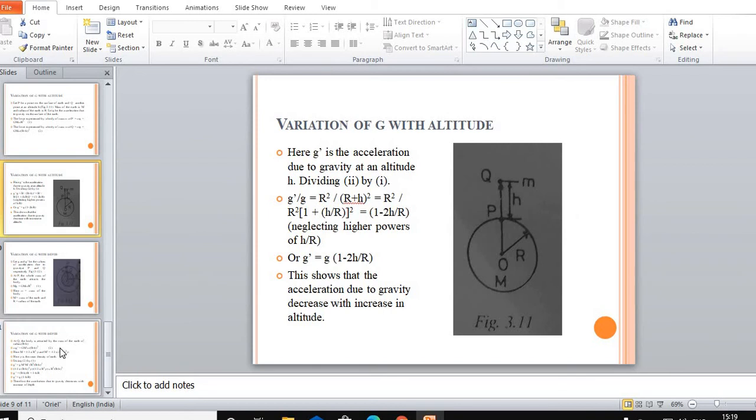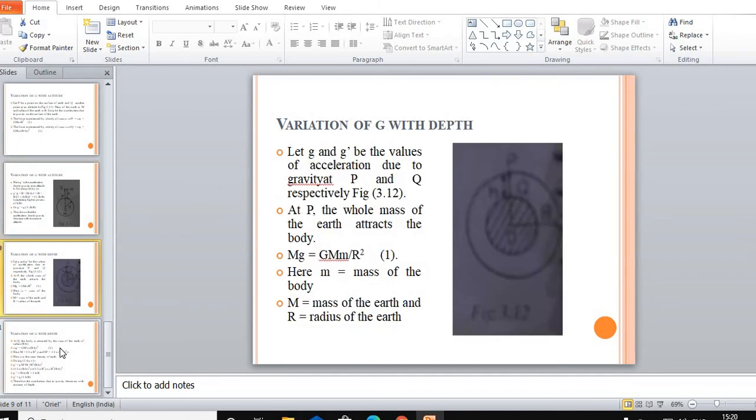Here g prime is the acceleration due to gravity at an altitude h. Dividing 2 by 1, we get g prime divided by g equal to R squared divided by (R plus h) the whole squared, that is equal to R squared divided by R squared into (1 plus h by R) the whole squared. So we get 1 minus 2h by R. Here we are neglecting the higher powers of h by R. So g prime equal to g into (1 minus 2h by R). This shows that the acceleration due to gravity decreases with the increase in altitude.